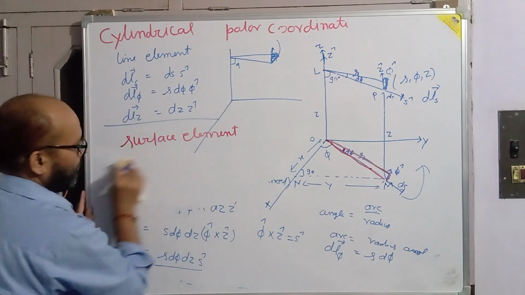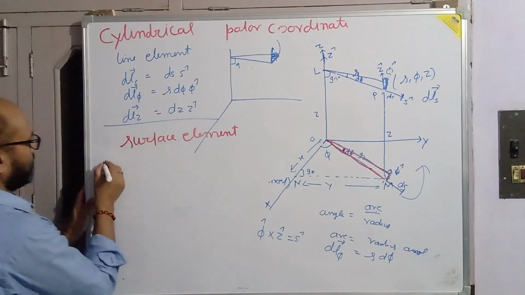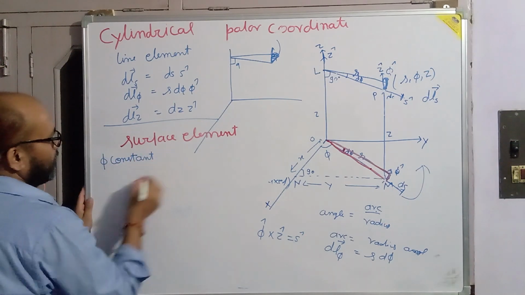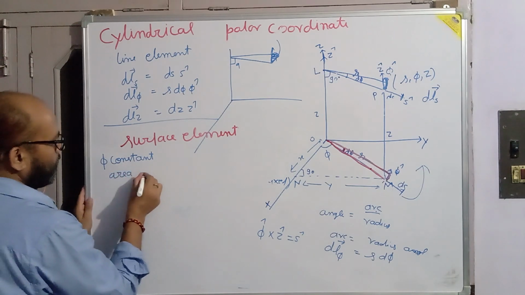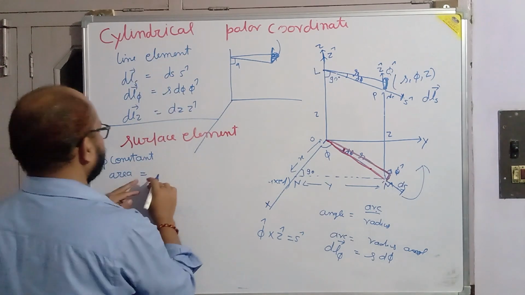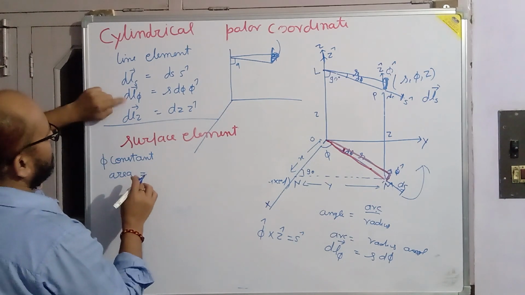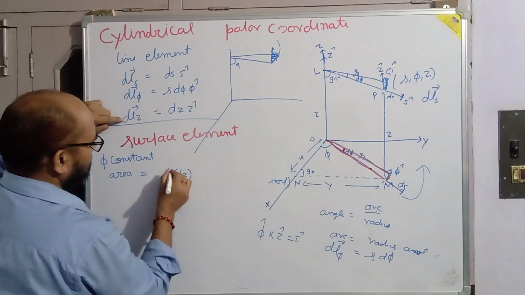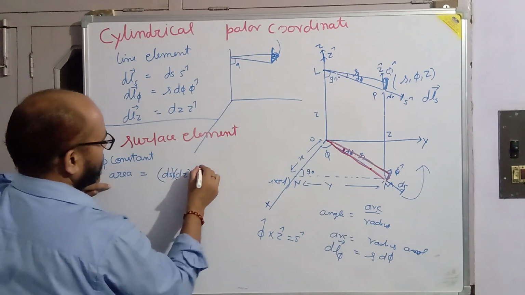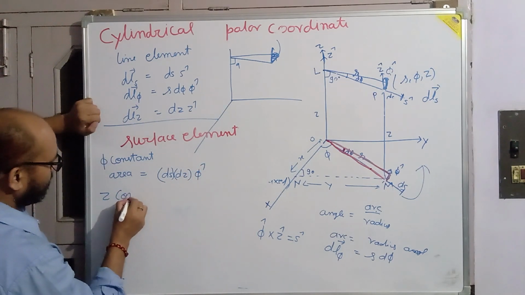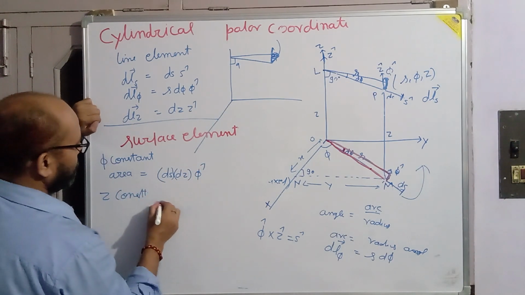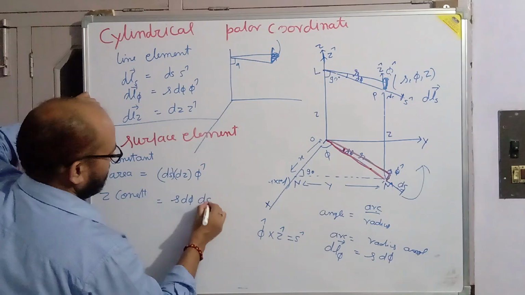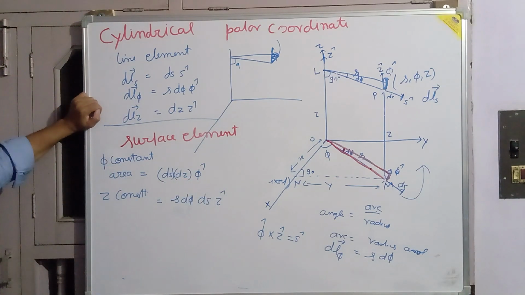Again, surface, that is phi is constant, the area: the direction is phi cap, so ds dz phi cap direction. Z is constant, area is s d phi ds z cap. Okay.